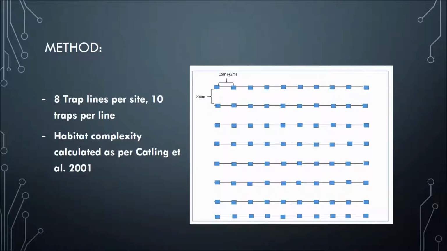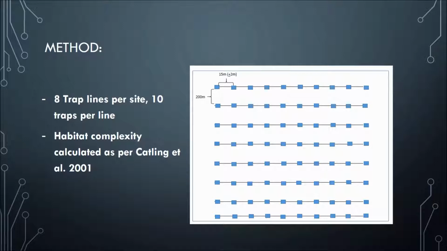Fauna abundance was surveyed using Elliott traps. 8 trap lines, each consisting of 10 traps, were set up at each site. The trap lines were a minimum of 200 metres apart, with each individual trap set 15 metres apart in a roughly straight line, as seen in this schematic diagram. Trapping was conducted over 3 nights, giving a total of 480 stations and 1,440 trap nights.